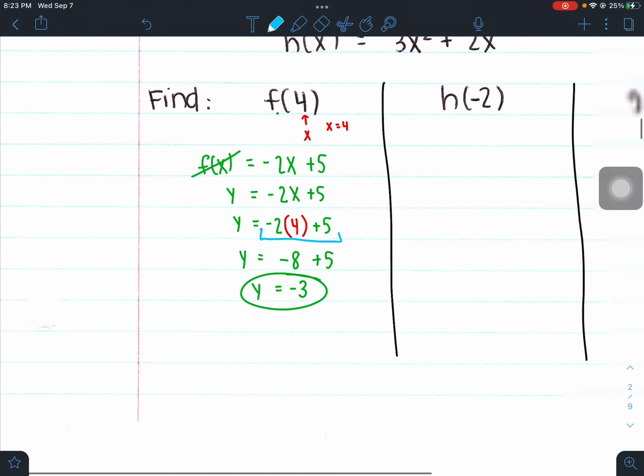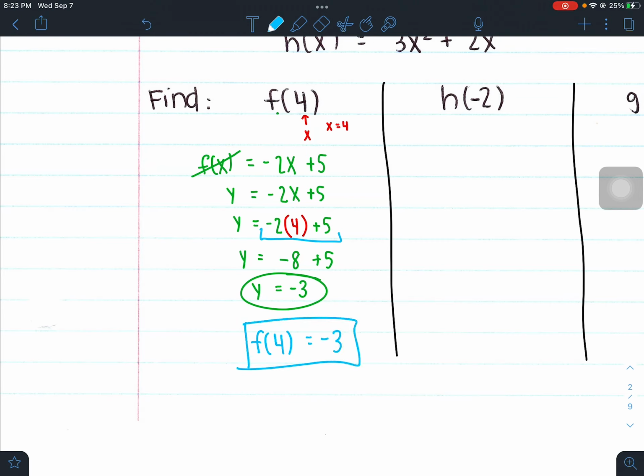So how do I write my answer though? We're not going to write our answer as y equals -3. We're going to write our answer as f of 4 equals -3. And why are we writing it this way? Because I'm telling the reader, hey, I plugged in a 4 for x, and I got out -3 for y.